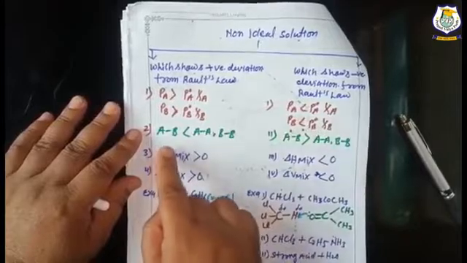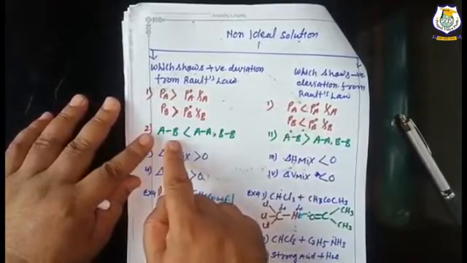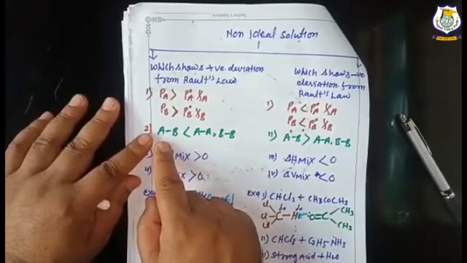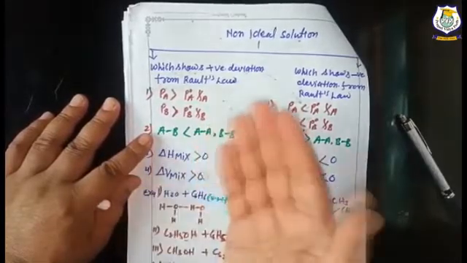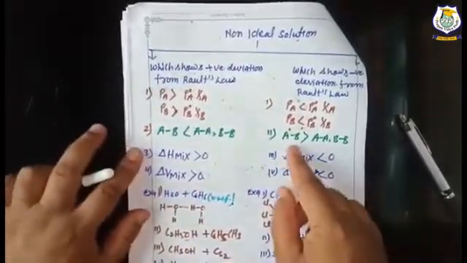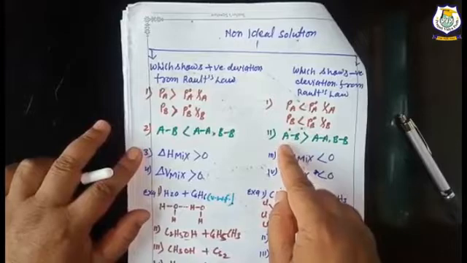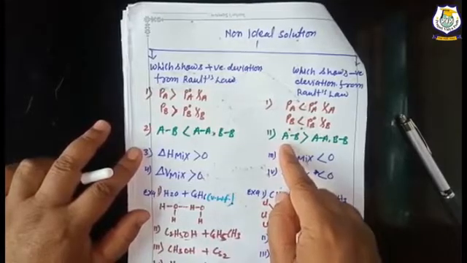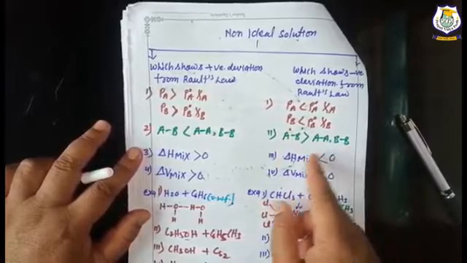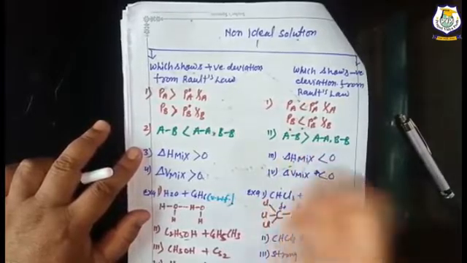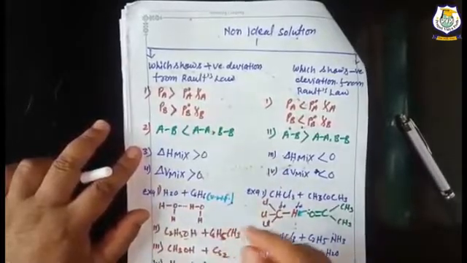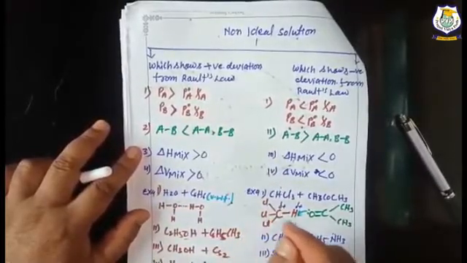In the case of positive deviation, the attraction force between A and B is less than A and A. If the attraction force is decreased, then the formation of vapors is increased. Due to that, the vapor pressure is increased. And in the case of negative deviation, the attraction force between A and B is greater than that of A and A and B and B. The attraction force between the molecules is increased. They are closely packed. Due to that, the formation of vapors is decreased.